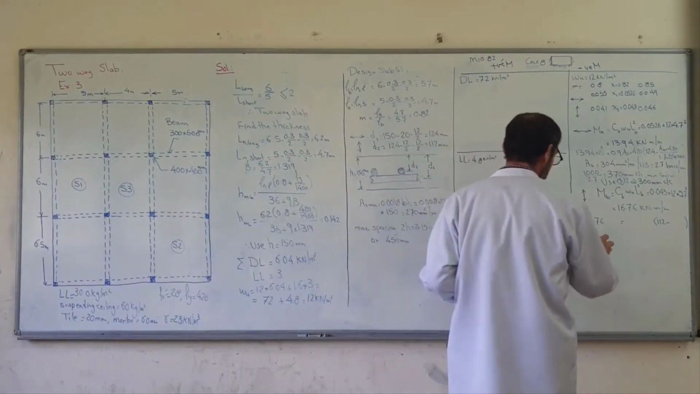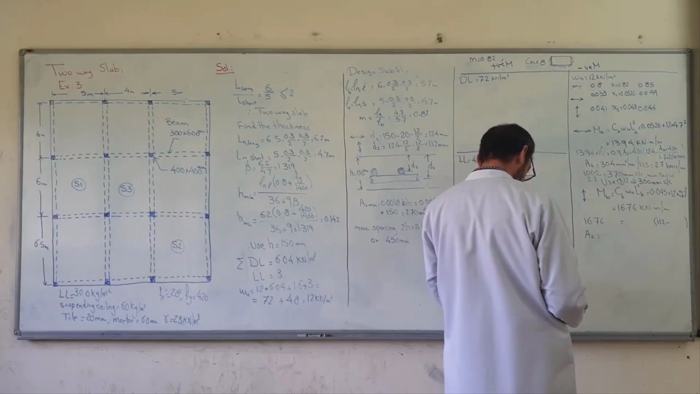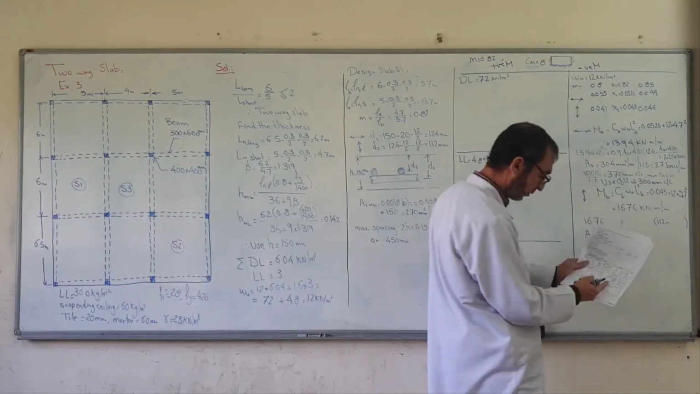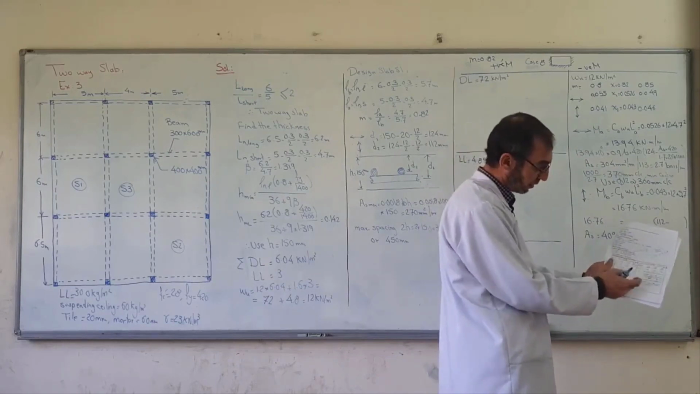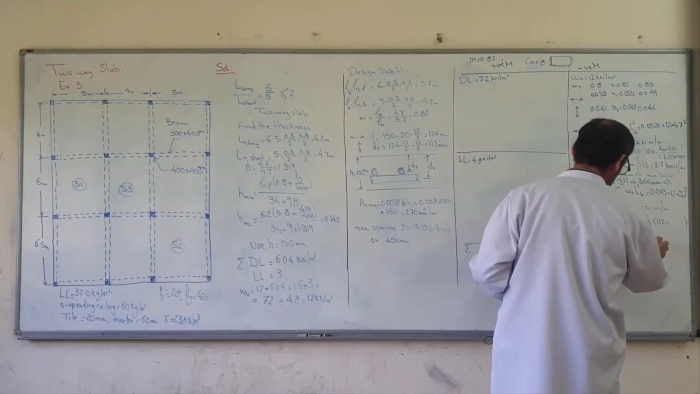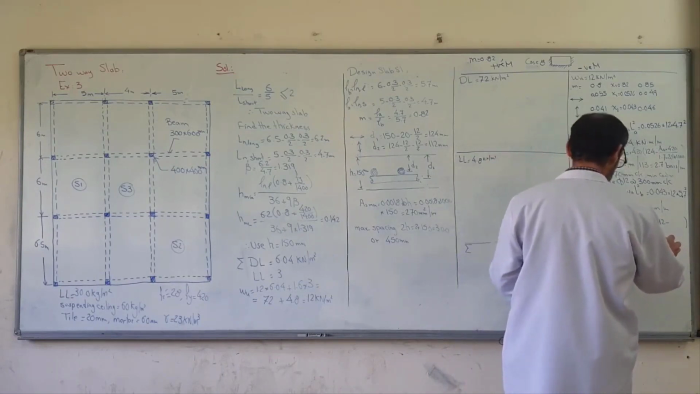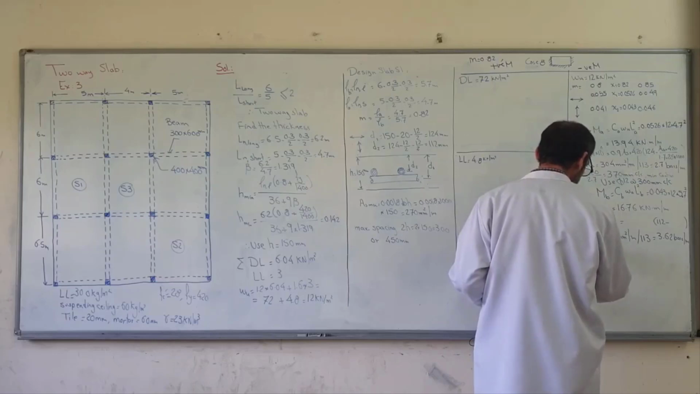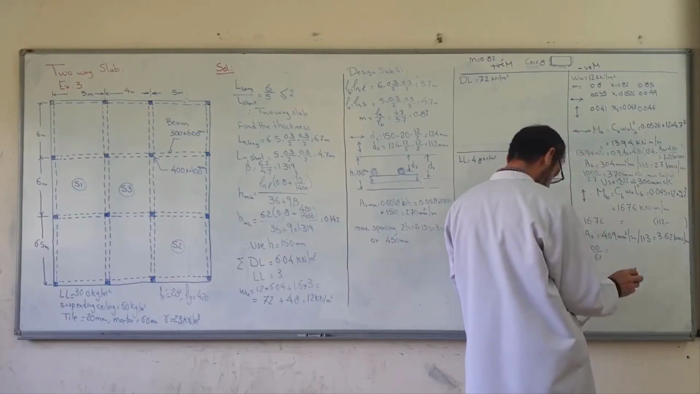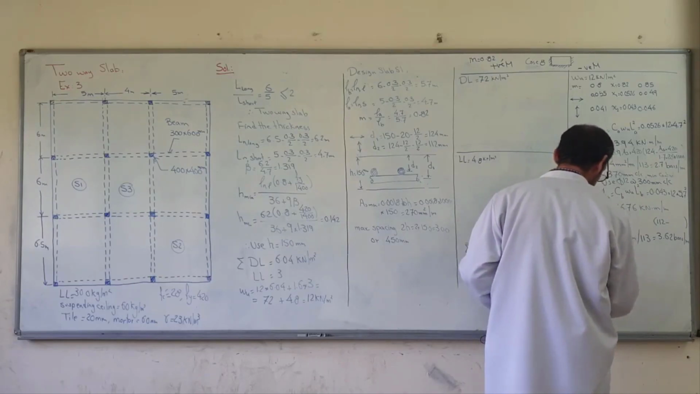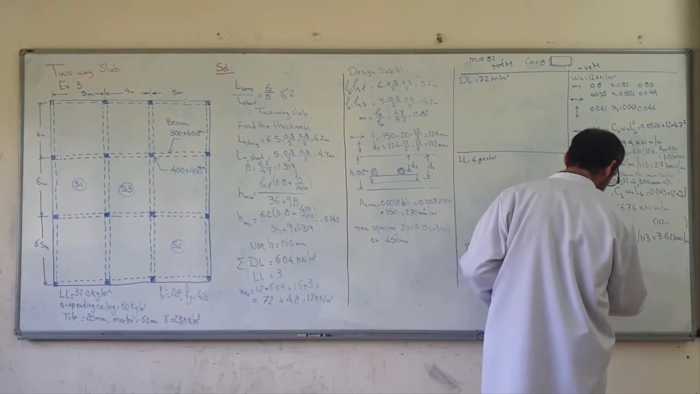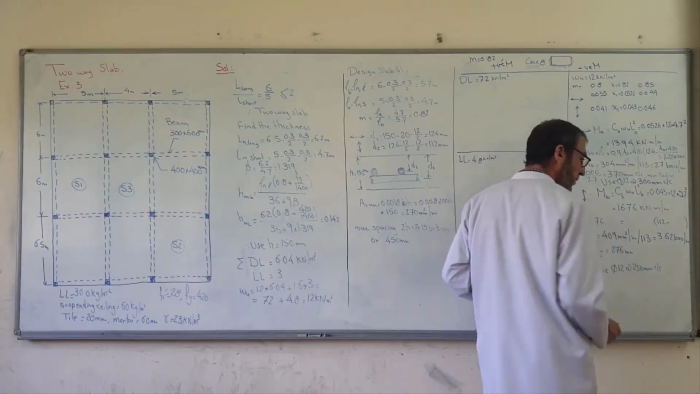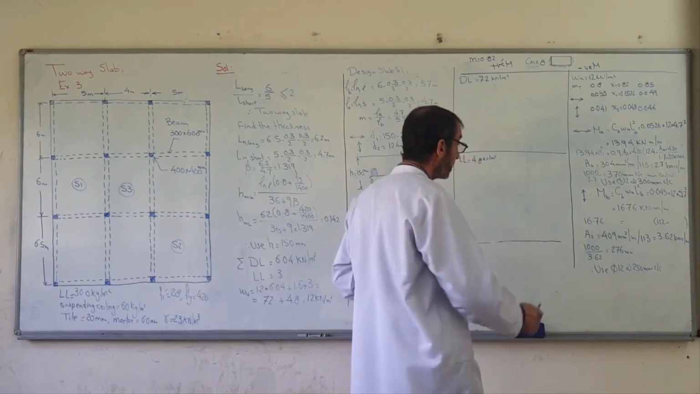We found AS, divided by 113 if we use phi 12, gives the number of bars per meter. So 1000 divided by that number gives the spacing in millimeters. So use phi 12 at 250 millimeter center to center, and use 250 for the spacing. Clear? These are the negative reinforcement.